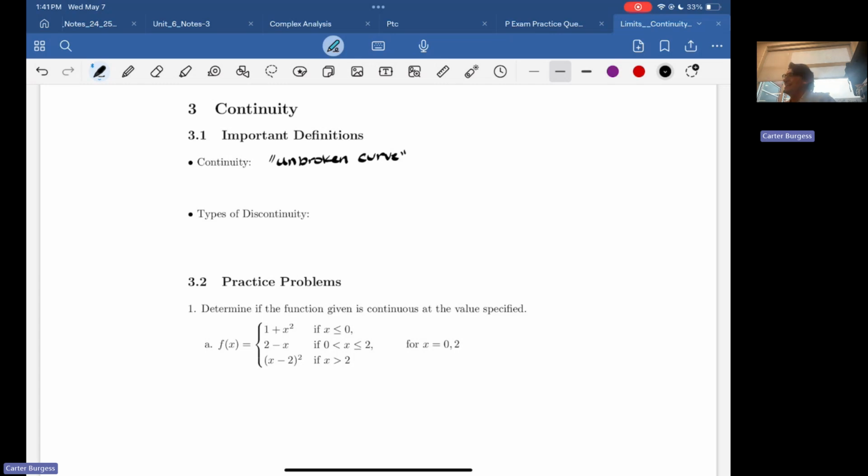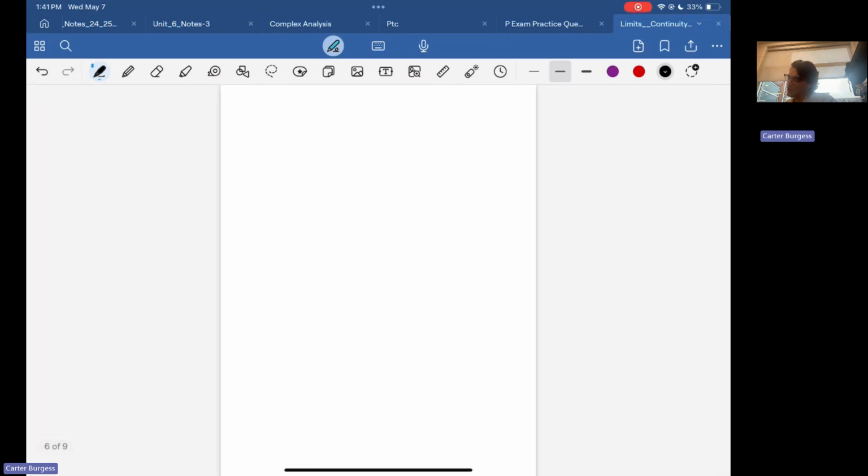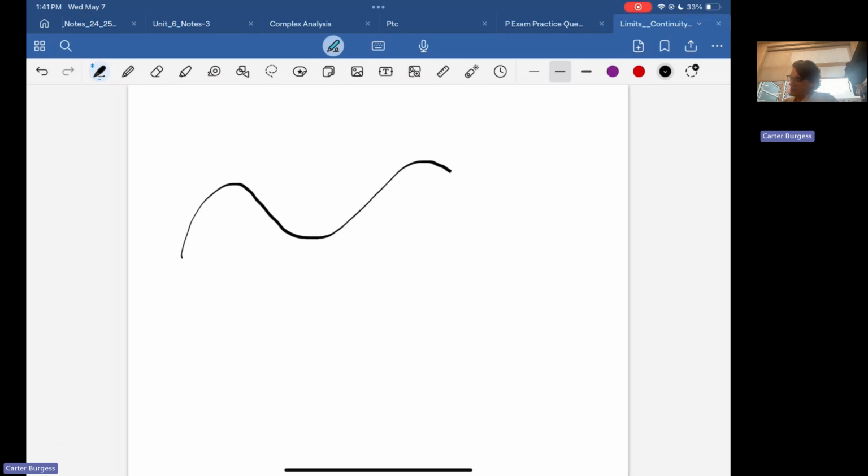That's fine. So for instance, this would be an example of a function that is continuous everywhere, right? There's not a single value of x for which we have a break or a gap or a skip or anything. So this would be continuous everywhere.